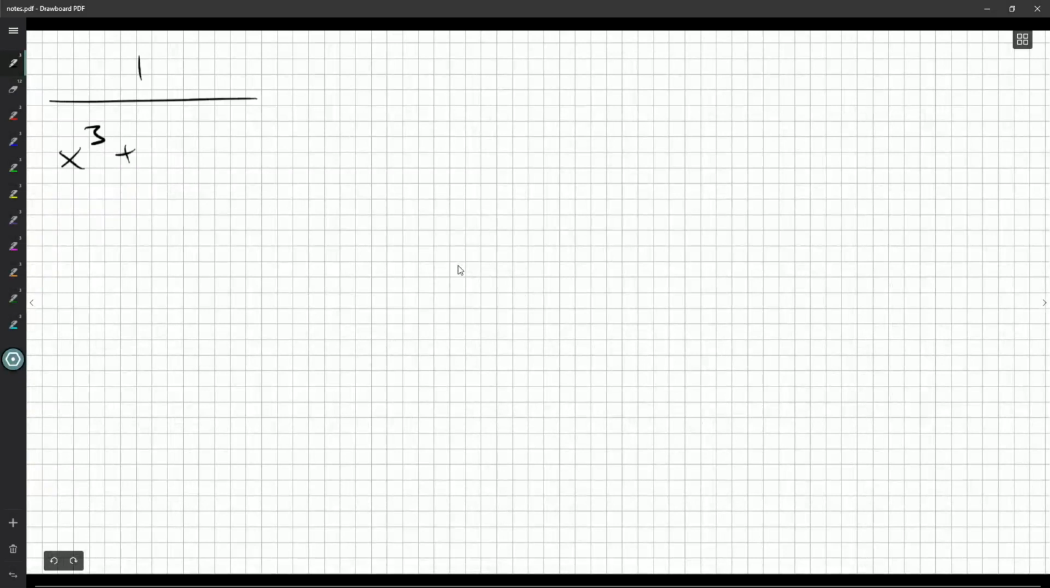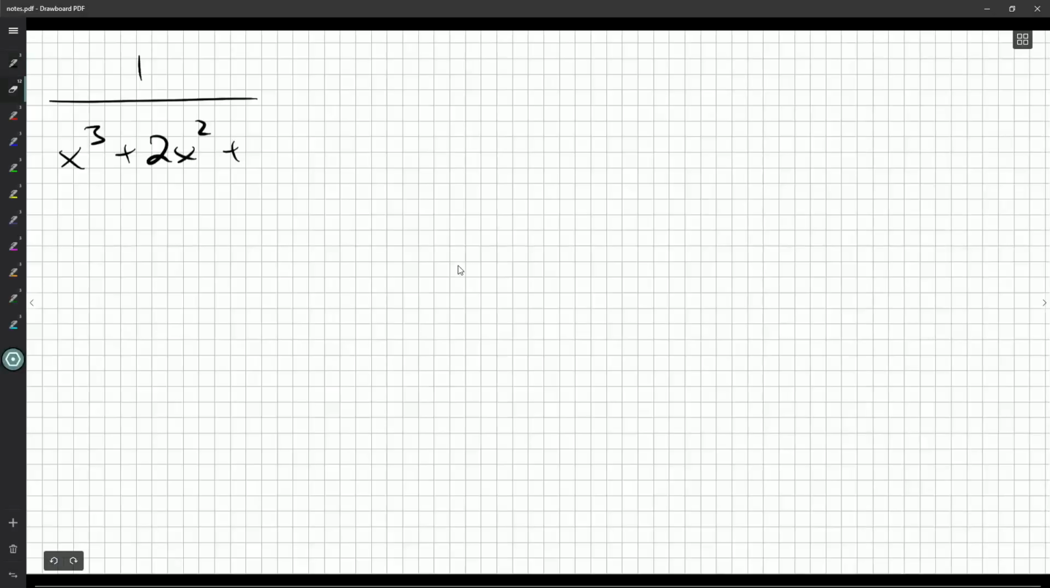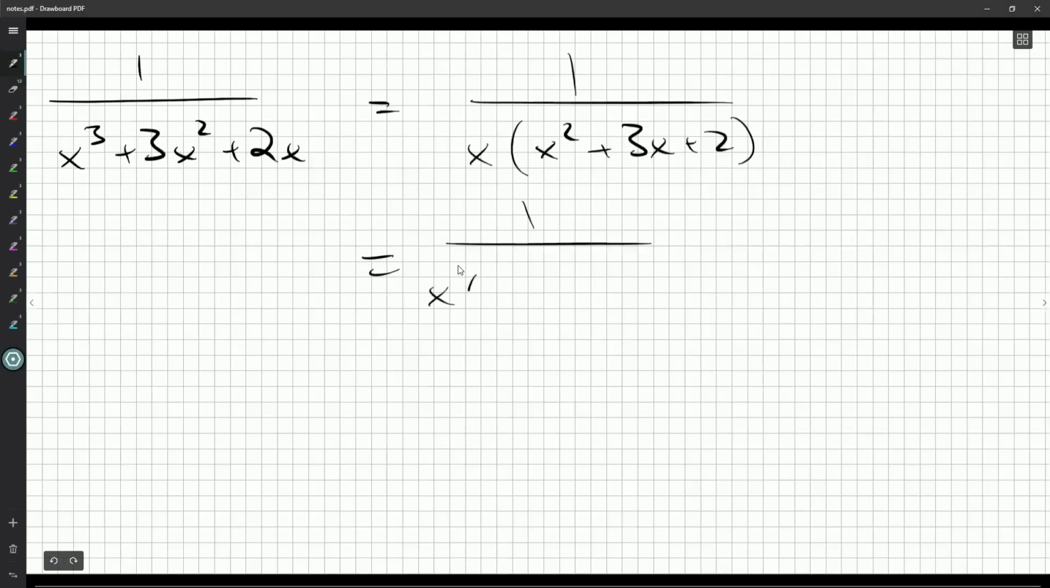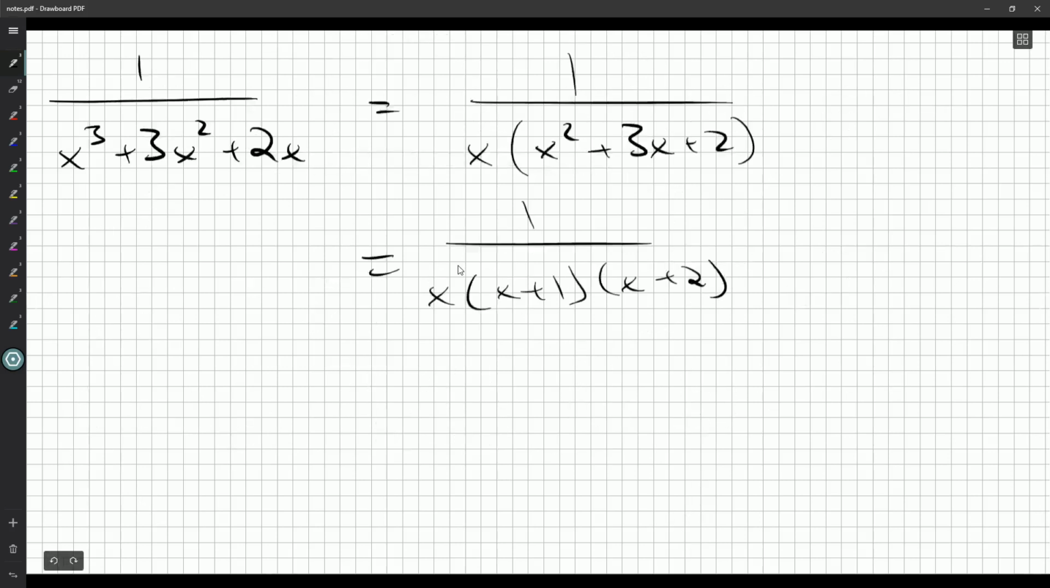It was x cubed plus 2x squared plus... No, I think it was 3x squared, right? Yeah, 3x squared plus 2x. And so immediately I can see, well, an x factors out of the bottom. And I've seen this one enough times to know this is x plus 1 times x plus 2. So it's almost this same telescoping sequence that I've known, and that's been a question I've known for years. We just have a third term. Okay, but how would that affect things?